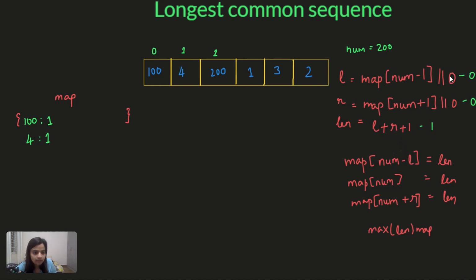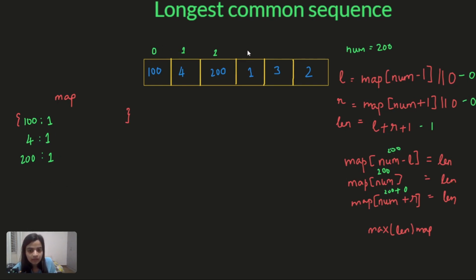Num minus L is, num is 200. 200 minus 0 is 200. 200 is 1. Same for this. Map of 200 is equal to len, which is 1. Again same for this, 200 plus 0 is 200, which is equal to 1.